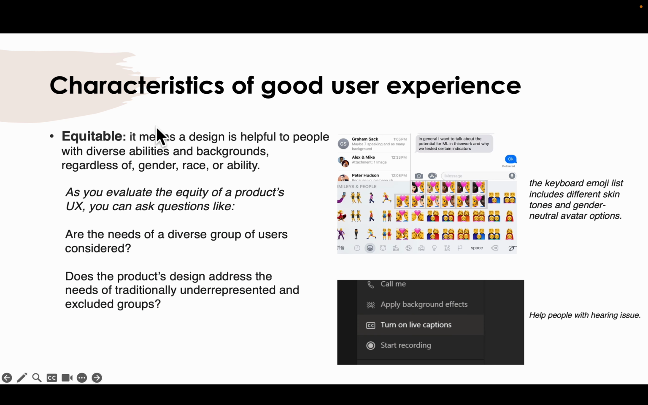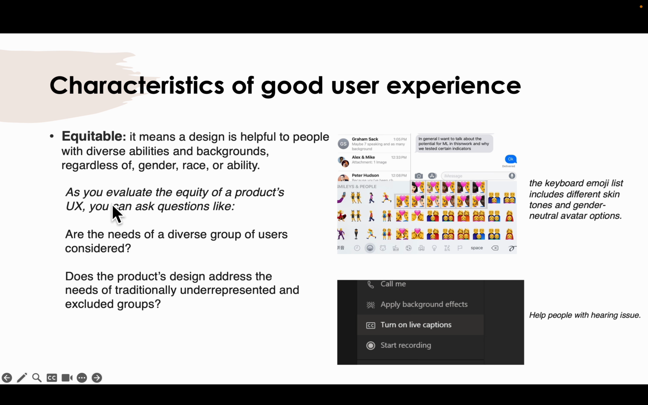So equitable means a design is helpful to people with diverse ability and backgrounds, regardless of gender, race, or ability. This is also related to what we did for our kiosk project, right? You're required to add some accessibility features for your design. These features help your product to be equitable, to reach out to a larger group of people, and make everyone feel comfortable to use.